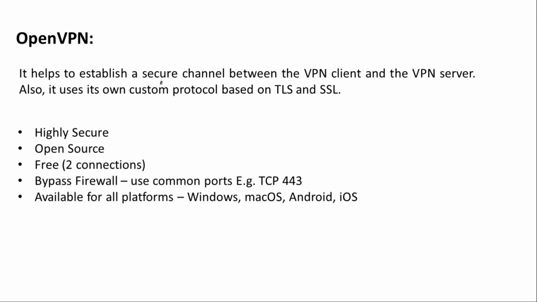So OpenVPN establishes a secure channel between the VPN client and the VPN server, and it uses its own custom protocol based on TLS and SSL.